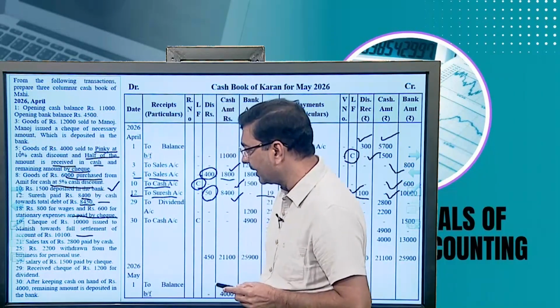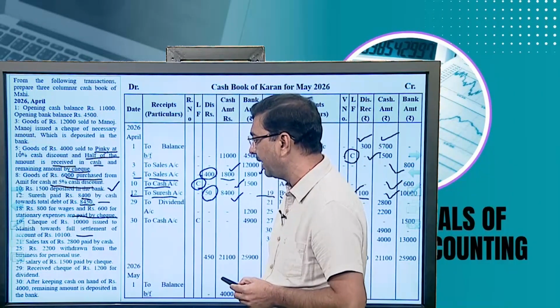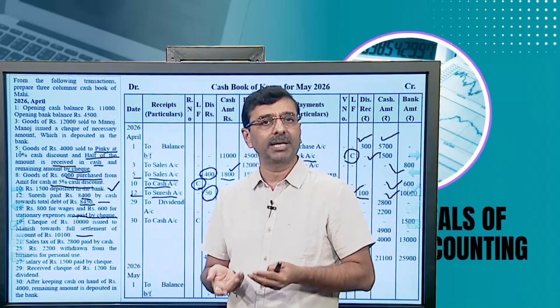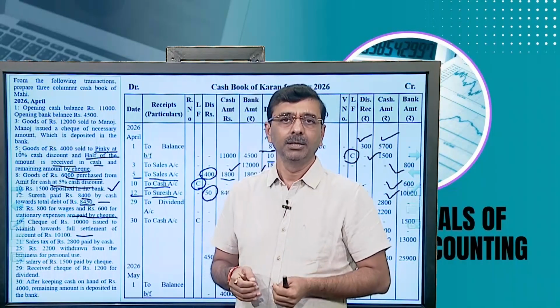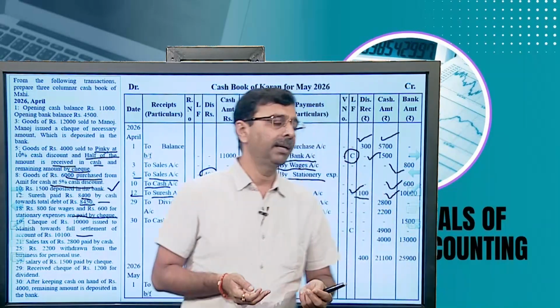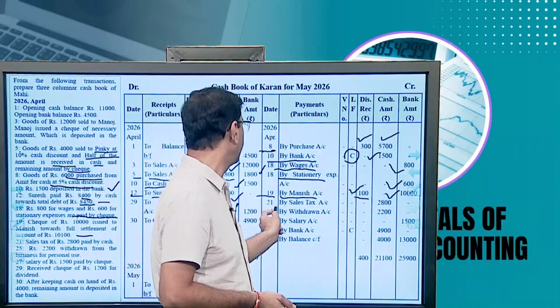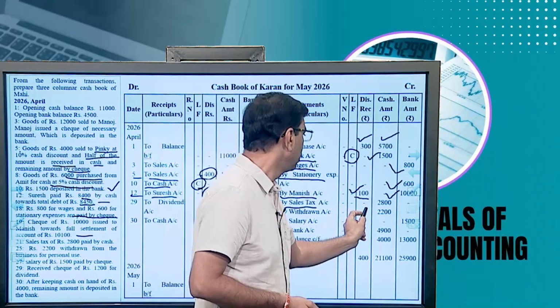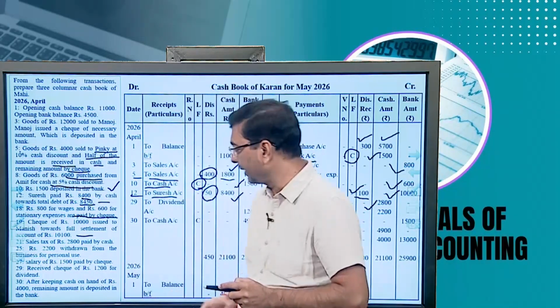Next is sales tax of 2,800 paid by cash. Again, sales tax is an expense and paid by cash. So sales tax account is debited and cash account credited, written on the payment side, date 21, by sales tax 2,800 in the cash column.